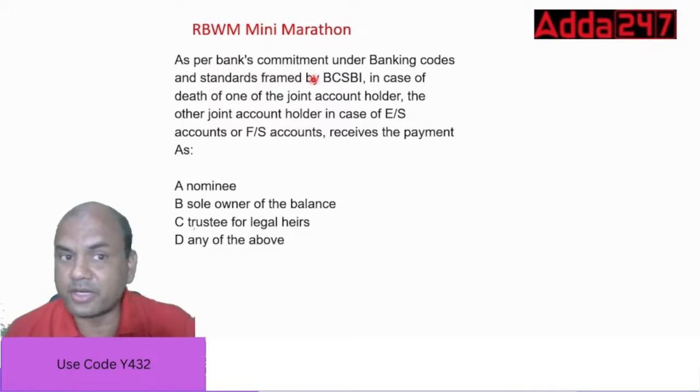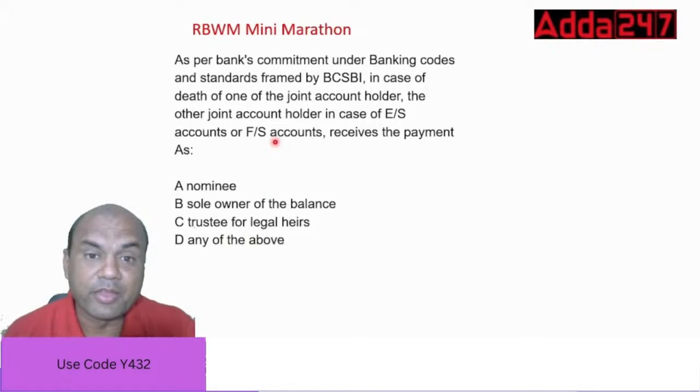As per the bank's commitment under the BCSBI code, in case of death of one of the joint holders, the other joint holder, in case of ERS or FRS, former or survivor, receives payment as: a nominee, sole owner of the balance, trustee of the legal heirs, or any of the above. Difficult one, isn't it? What do you think?